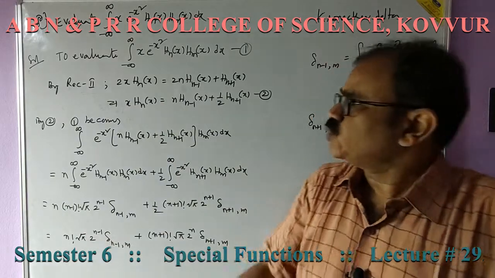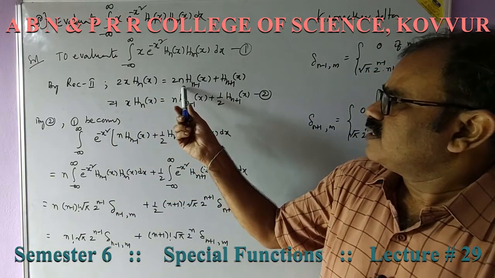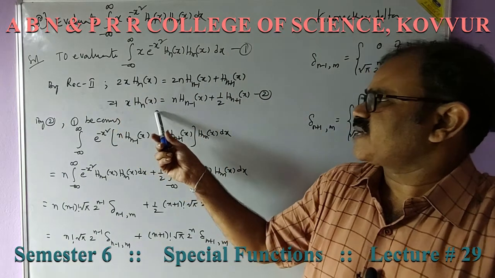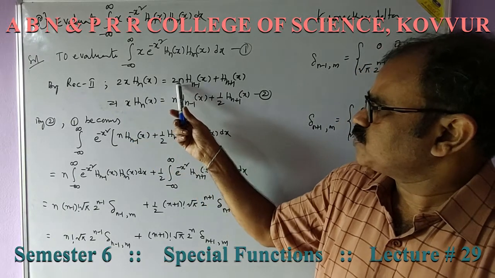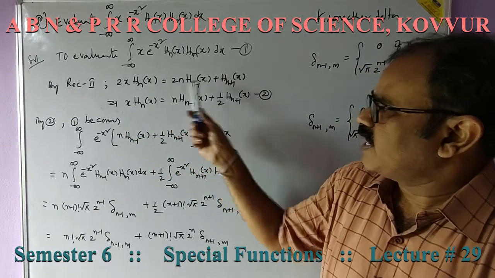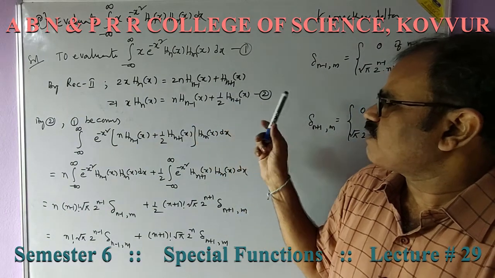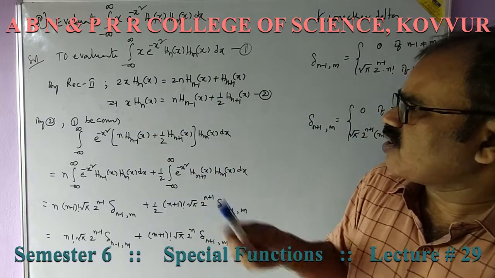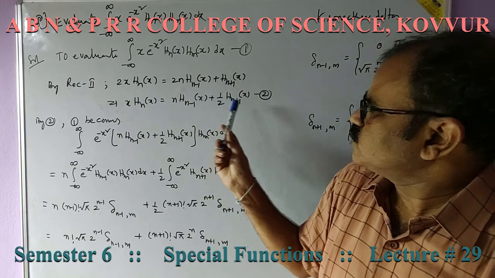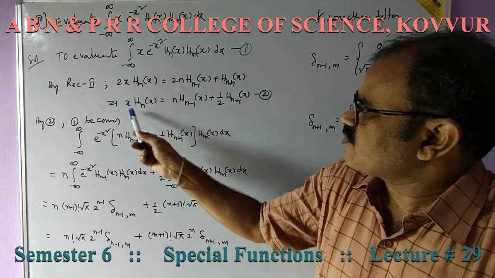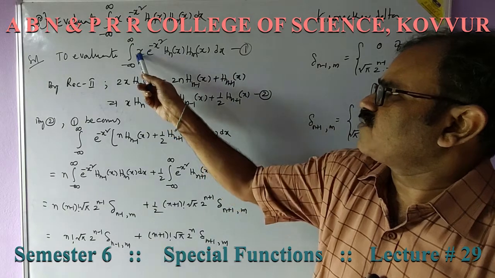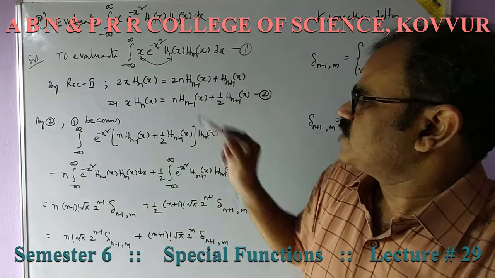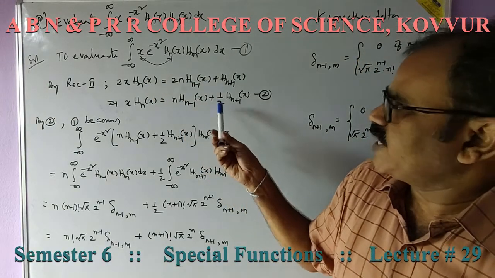By recurrence formula 2, we have 2x Hn(x) = 2n Hn-1(x) + Hn+1(x). So x Hn(x) is equal to, divided by 2, n Hn-1(x) + 1/2 Hn+1(x). Let that be equation 2. Substitute the value of x Hn(x), which is acquired by equation 2, into the integral in 1. Replace x Hn(x) with this value.